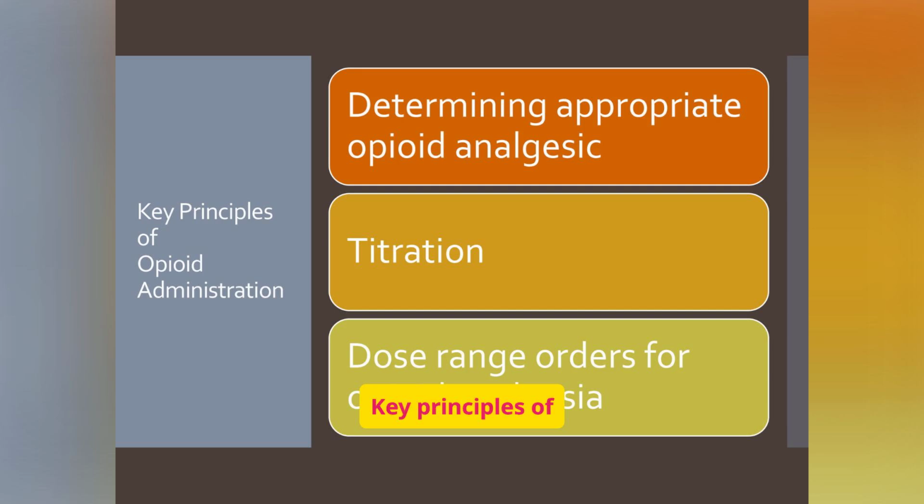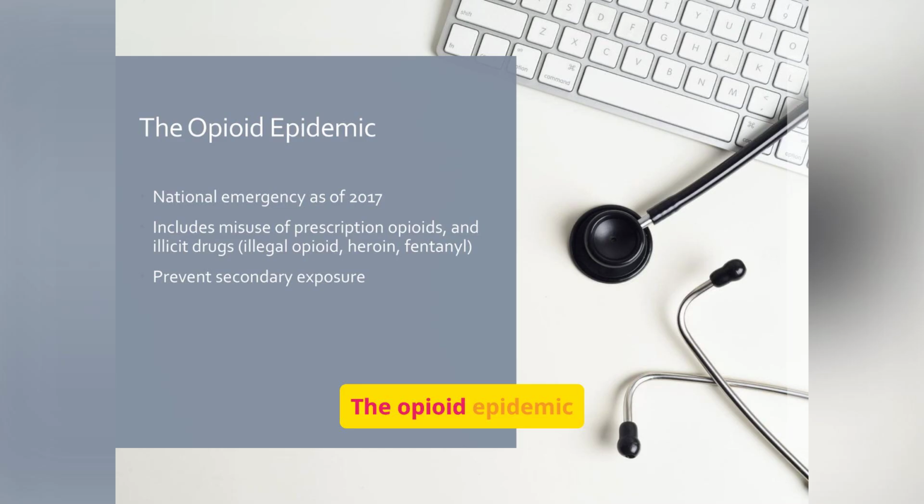Key principles of opioid administration include determining the appropriate opioid analgesic, titration to achieve optimal pain relief, and using dose range orders for opioid analgesia. Titration means adjusting the dose gradually. This ensures pain relief while minimizing risks like respiratory depression or oversedation.